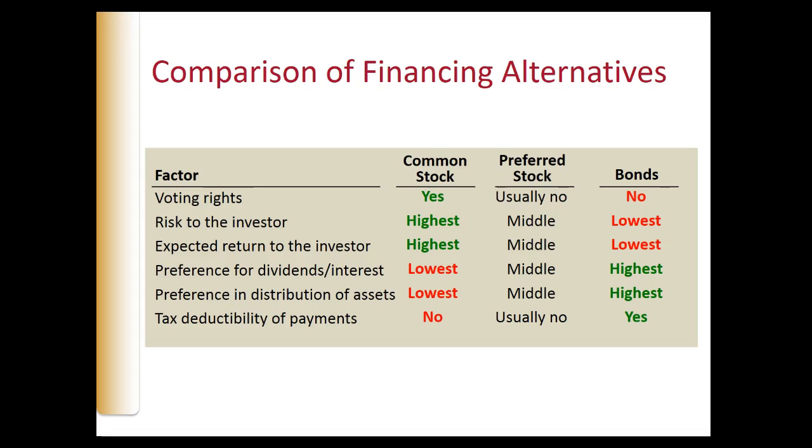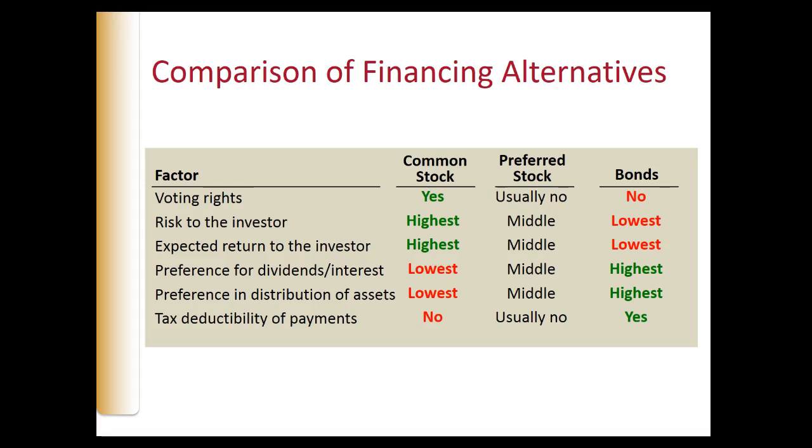Expected return to the investor? Common stock has the highest return. Bonds are just going to get paid the interest rate, and preferred stock is in the middle also. As you see here, preference for dividends and interest: common stock, not so well. Distribution of assets, common stock, not so well, where the bonds must get paid their interest. Preferred stock is in the middle, and we'll talk about why.